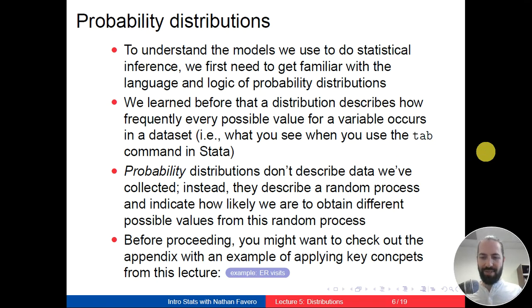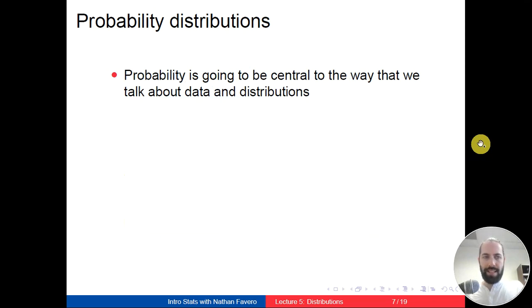All right, we are back to our main slides. And now let's continue on with filling in some of the details of what a probability distribution is.